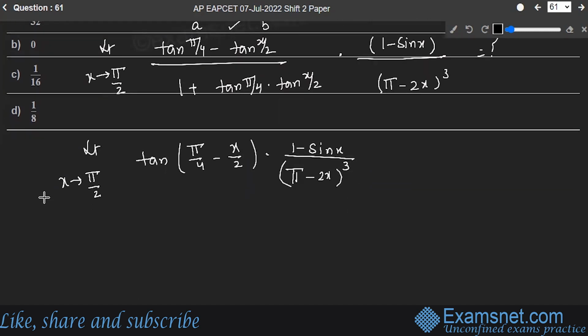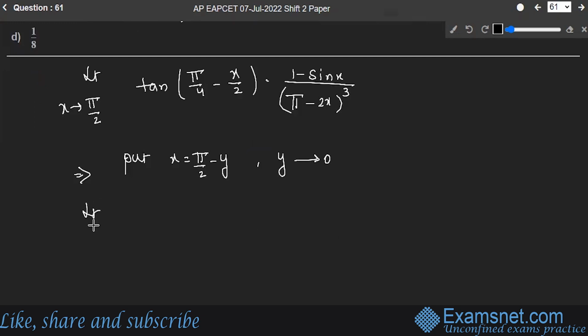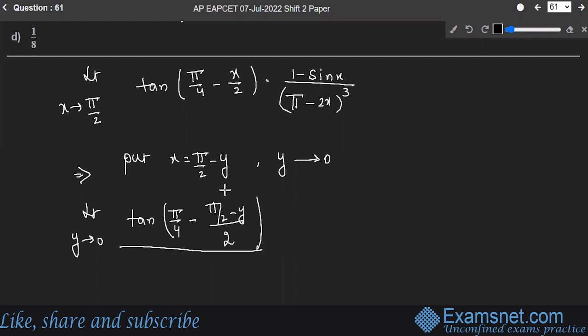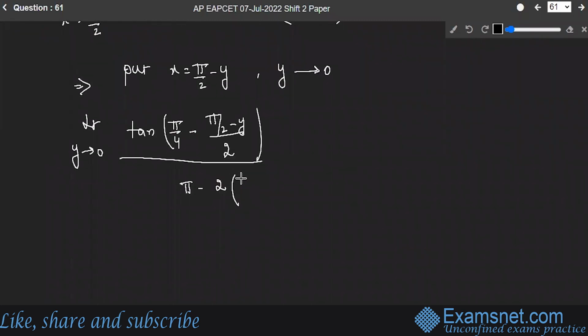So now let's substitute. Put x approaching pi by 2 minus y, where y is approaching 0. So this expression will become limit y approaching 0 tan of pi by 4 minus pi by 2 minus y upon 2, whole divided by pi minus pi by 2 minus y, this whole cube. This is multiplied with 1 minus sine pi by 2 minus y.